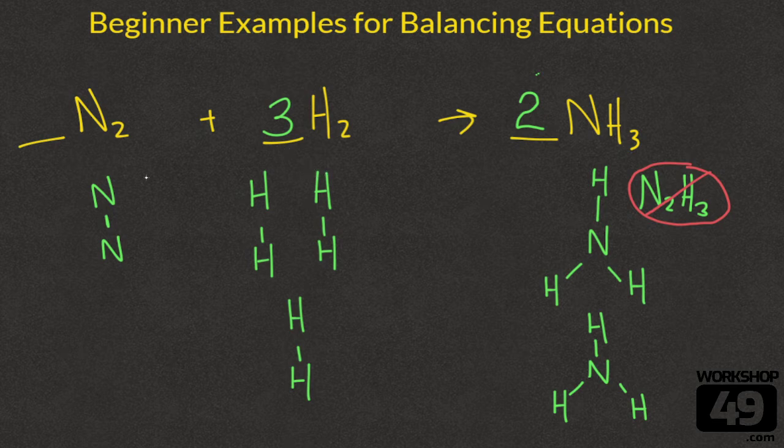We can double check. We have 2 N's on the left, 2 N's on the right. 6 H's on the left, 6 H's on the right. This is now a balanced chemical equation.